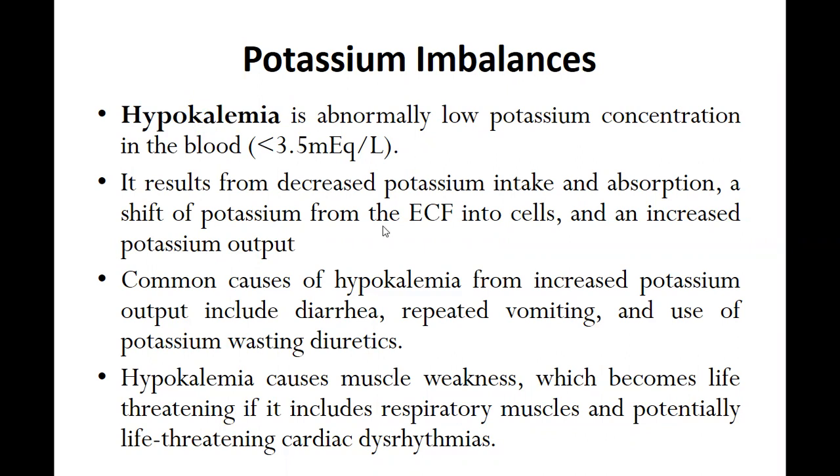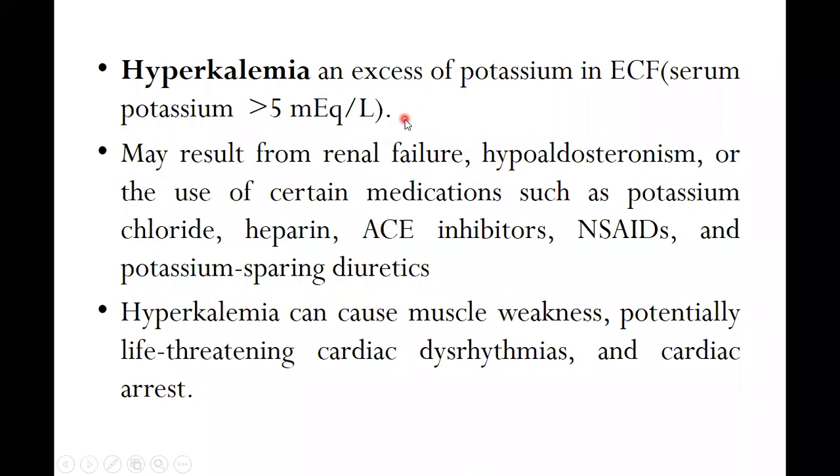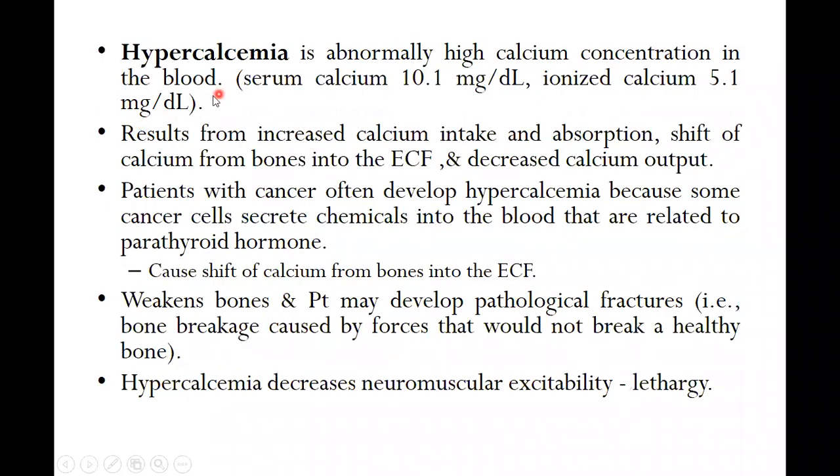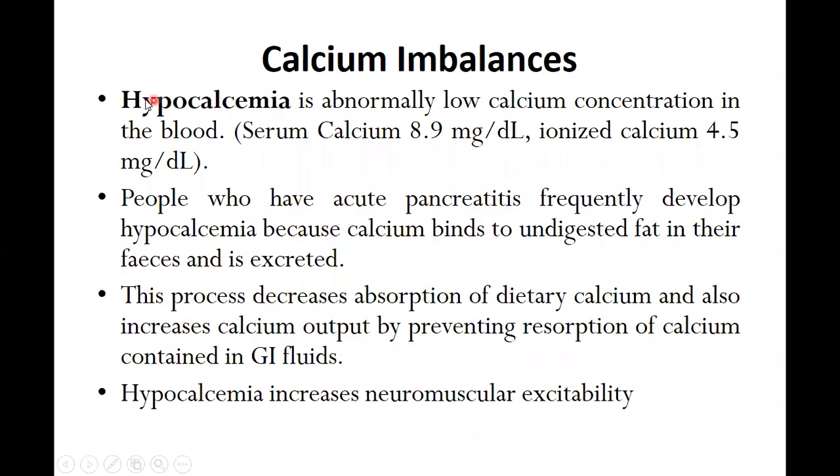When it comes to calcium, you do recall that the symbol for calcium is Ca, with a 2+. So with calcium the name will use the symbol as well, Ca. So hypocalcemia and hypercalcemia. Hypocalcemia is abnormally low calcium concentration in the blood, serum calcium level of 8.9 milligrams per deciliter, or ionized calcium level of 4.5 milligrams per deciliter or less.